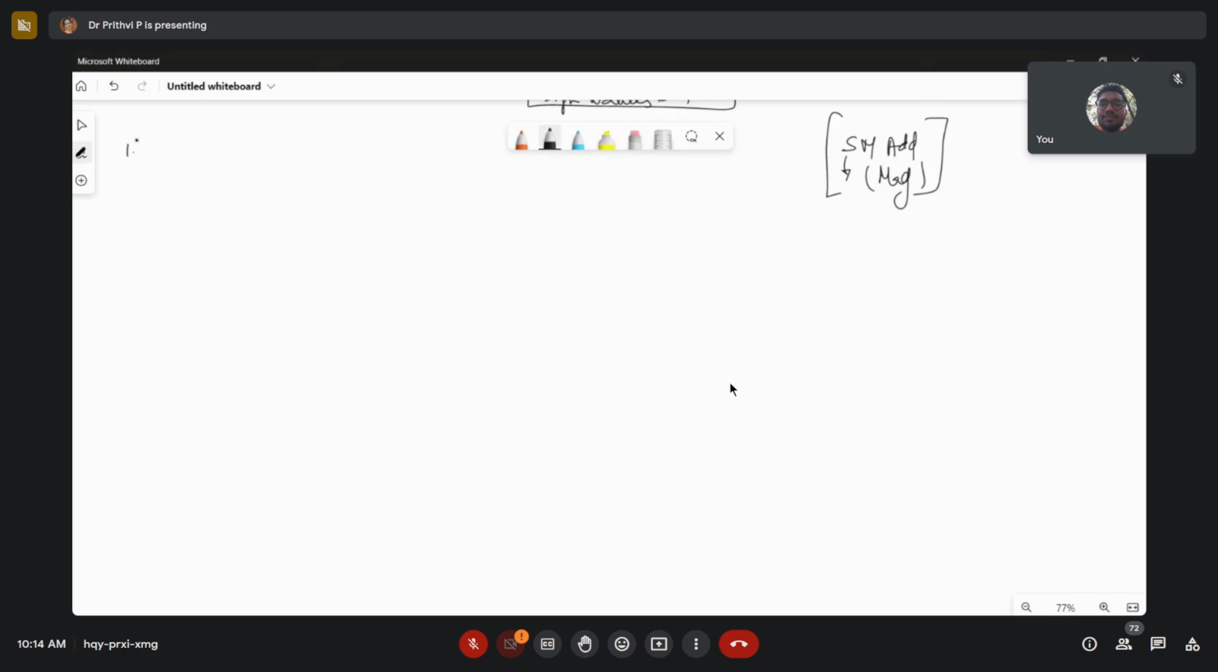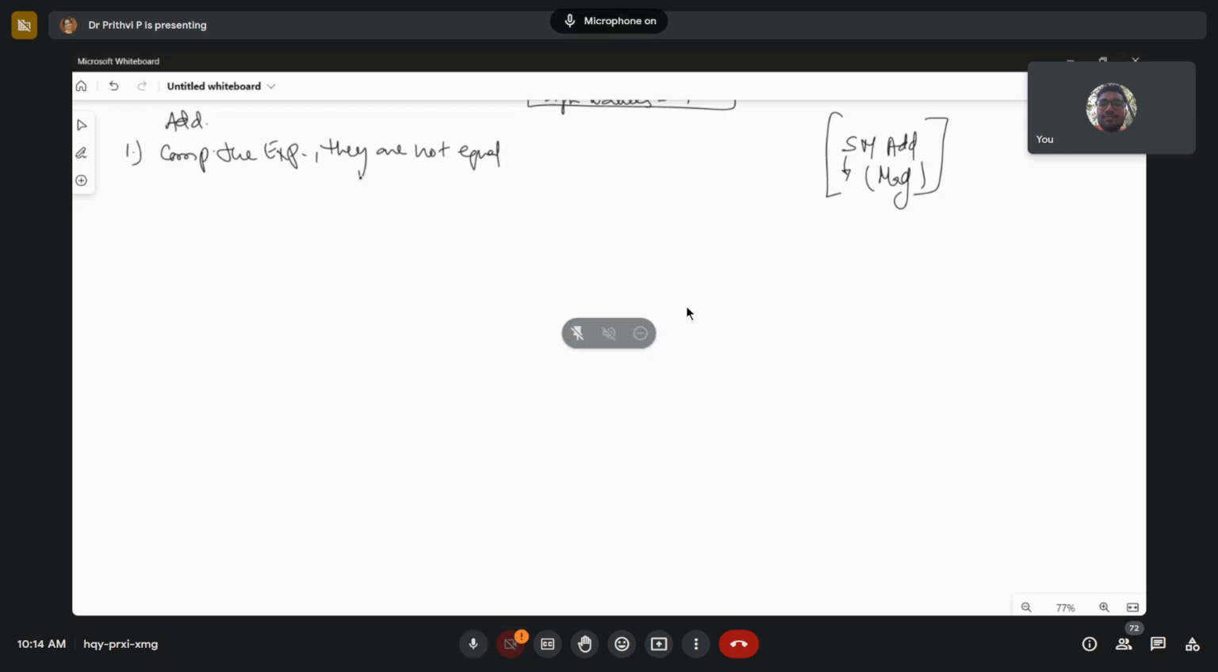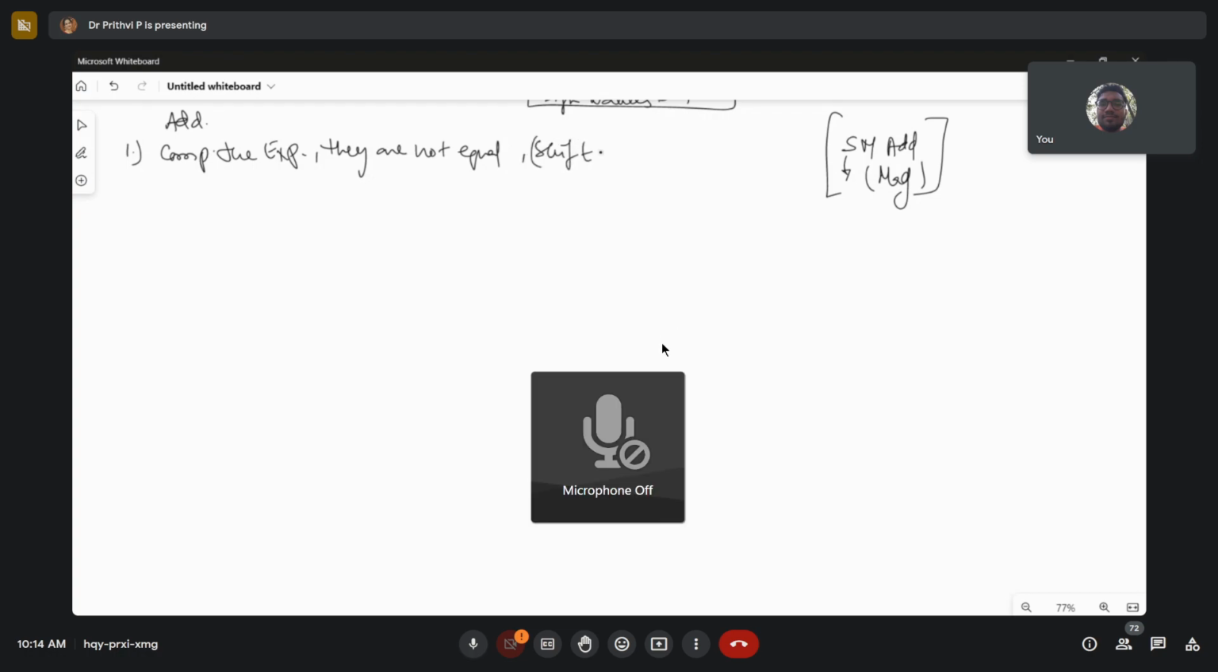Okay, let me give the steps now. First, for floating point addition, compare the exponents. If they are not equal, what is to be done?